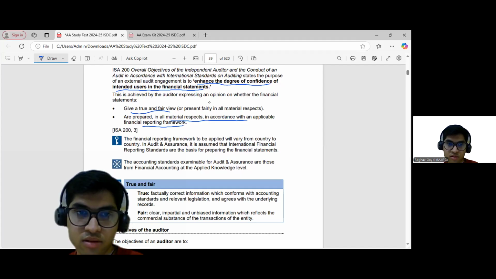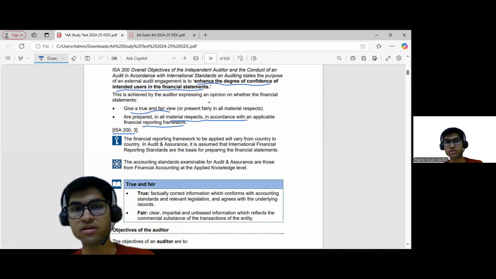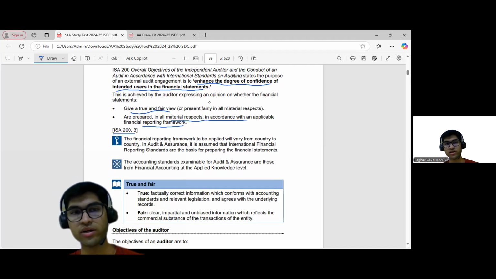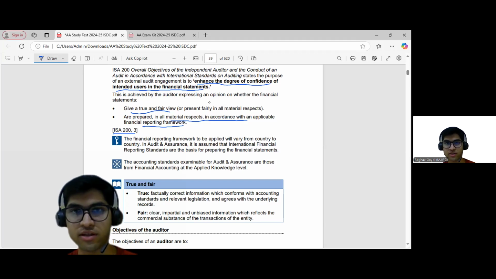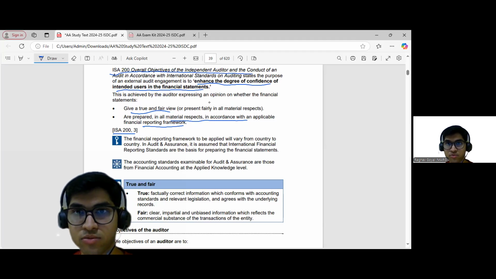So for the AA paper, we will come across things such as ISAs, which is International Standards on Auditing. There are quite a few with numbers such as ISA 200, Overall Objectives of the Independent Auditor and the Conduct of an Audit in Accordance with International Standards on Auditing. So you don't have to memorize them.